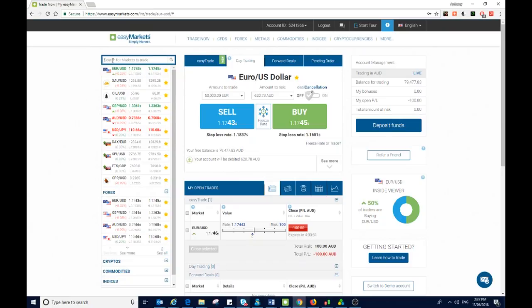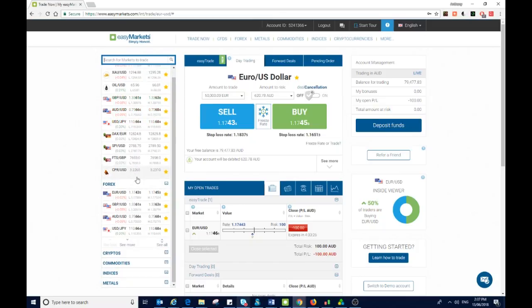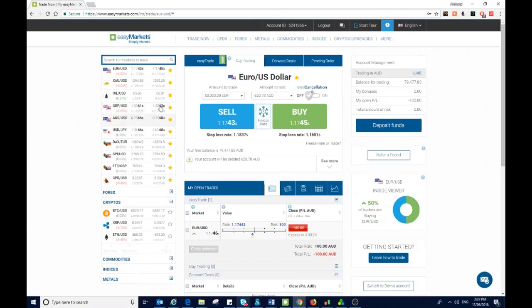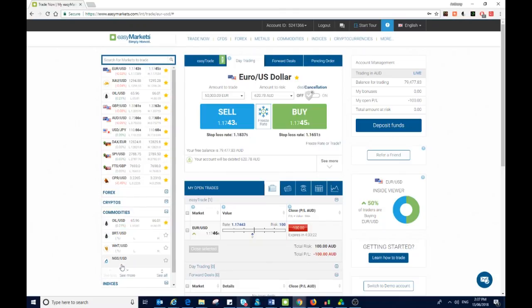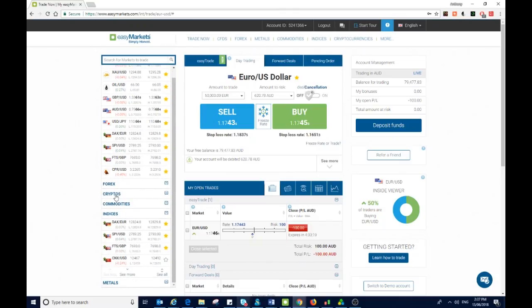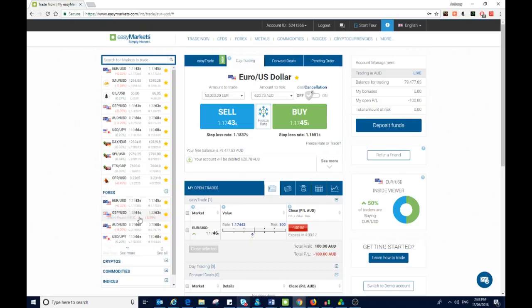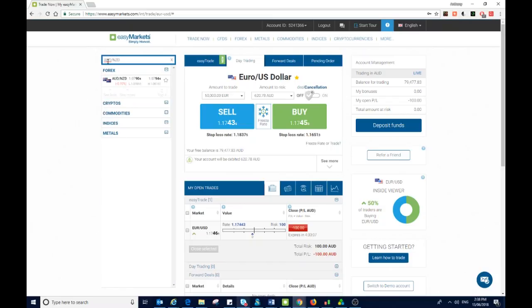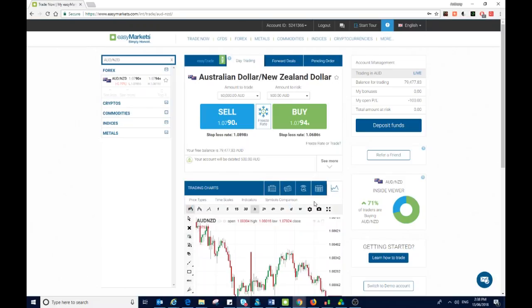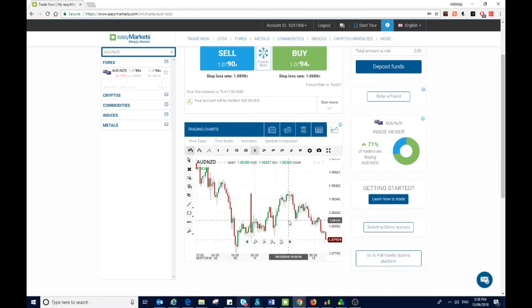If you're looking for a trade and you're looking for a pair to trade, you will see that you have different sections here. You've got your favorites, you have your cryptos, your commodities, your indices, but there's a lot there, and it's hard to place them all in the list. So if you're looking for something in particular, say, Australia against the New Zealand dollar, you can type that in and it will find it for you. And then if you were to select it, it'll automatically populate the deal ticket and automatically change your chart.